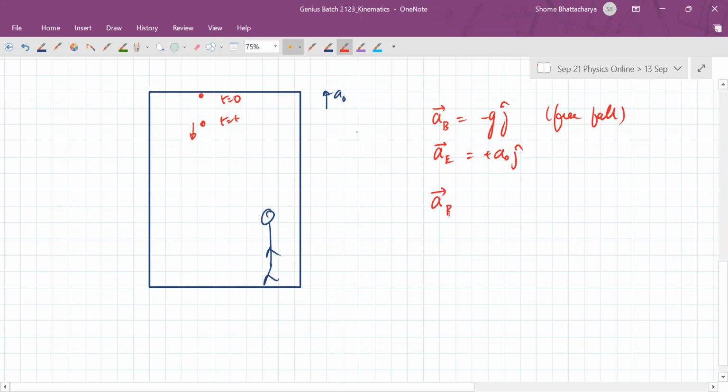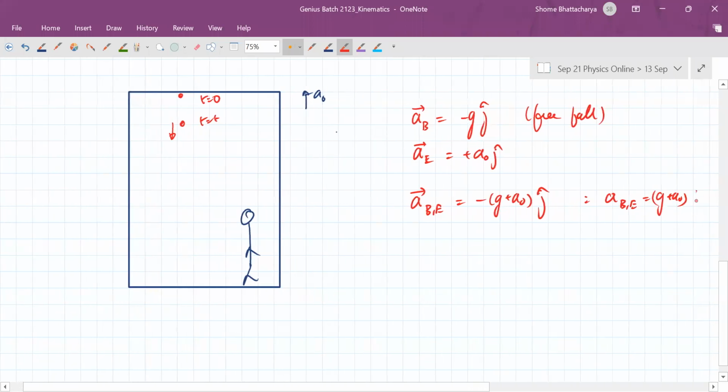So acceleration of the bolt in the frame of the elevator is going to become minus of (g plus a naught) j cap. So in simple terms, we can say acceleration of the bolt with respect to the elevator is g plus a naught downwards. So what this fellow will observe is that it's coming down with this kind of an acceleration. And it hits the floor at a time of capital T, let's say, which is 2 seconds. Sorry, 1 second, right? I've given the answer as 1 second.